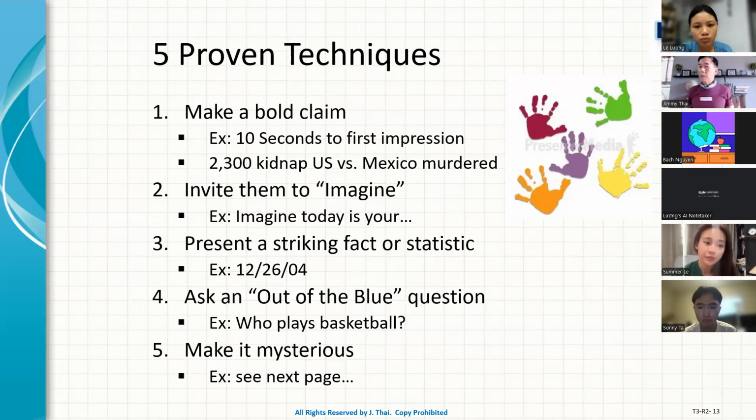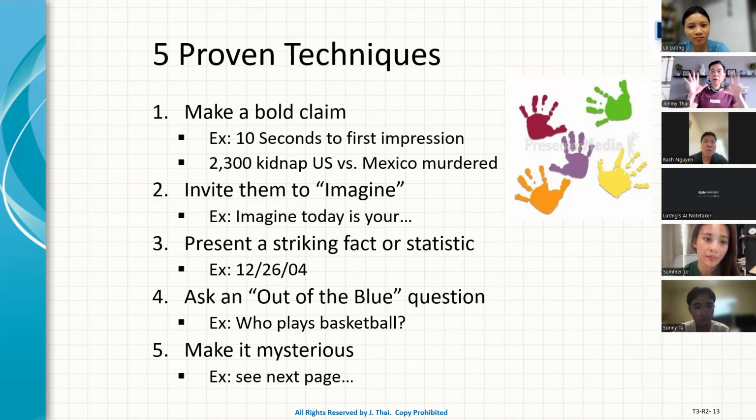But we can start out with a very bold claim, right? Like the 10 seconds to the American dream. They always say, hey, here's 10 seconds. I'm going to start doing 10 and 8 and 6 and 4 and 2, and I have 5 dialogues going in between me and the passenger sat next to me on the airplane. Or you can say, hey, there are 2,300 kidnaps in America every year, and in Mexico, that would be 2,300 murders, right? So something that really strikes people.